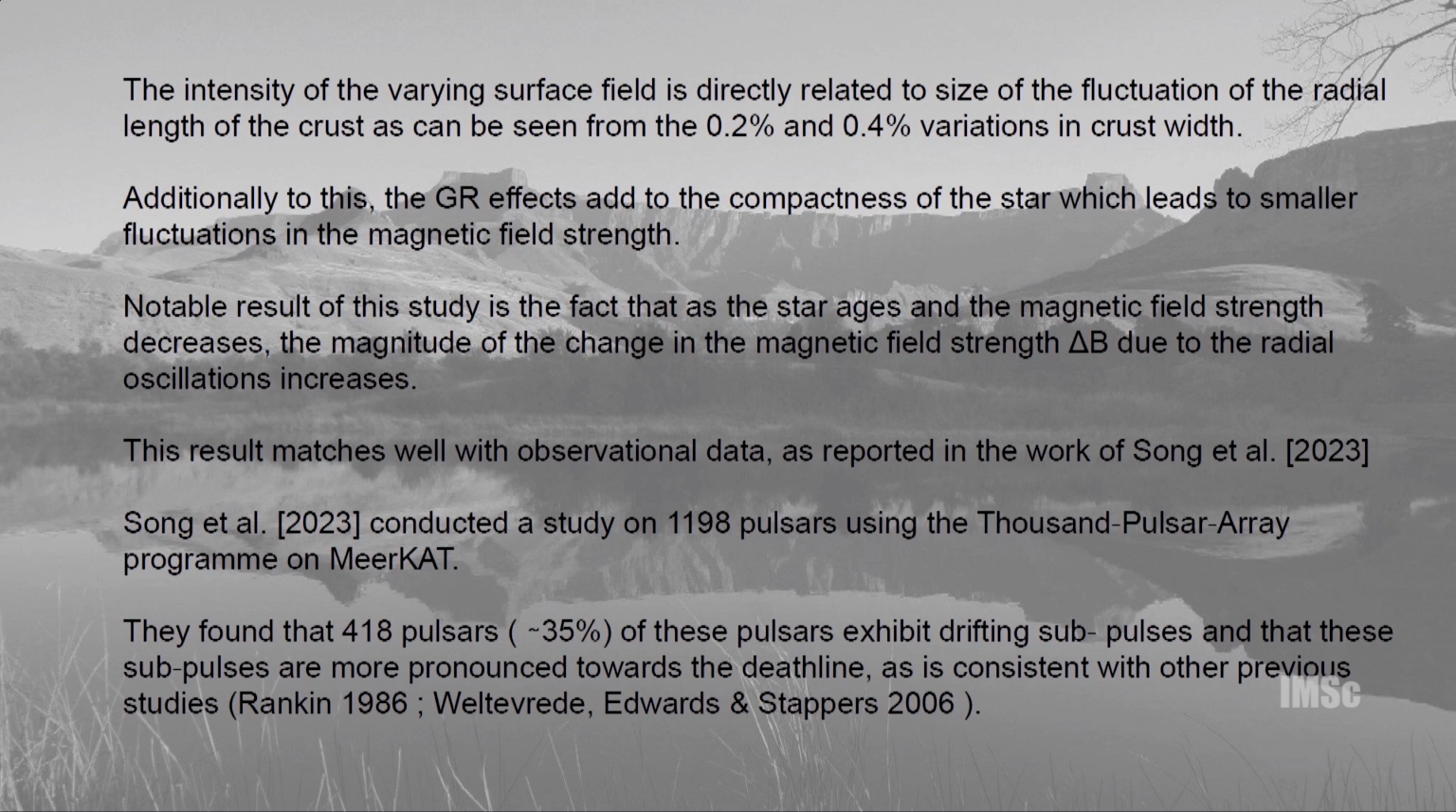It was reported before also, but this group conducted a study of 1198 pulsars from the 1000 pulsar array program on the MeerKAT, and they found that the substructures and the subpulse drifting are more active in the old pulsars. If you take the fluctuations to be growing as they become old, then our approach seems to be quite a nice one, I should say.